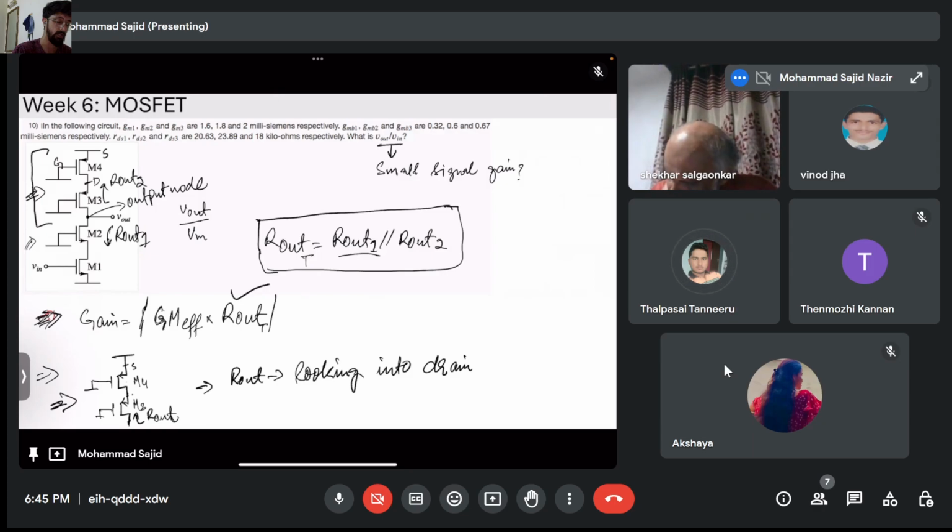So Vi directly won't apply. It won't be simply AV times Vi, where AV is GM times Rout. Simple.